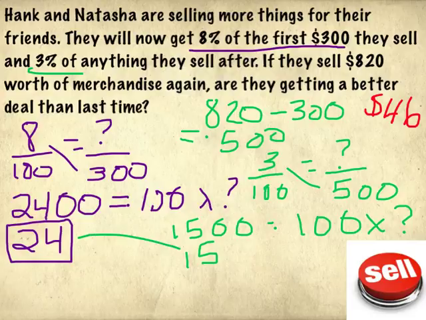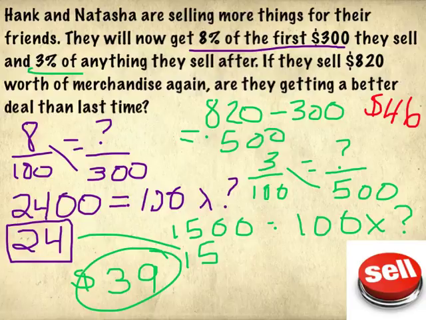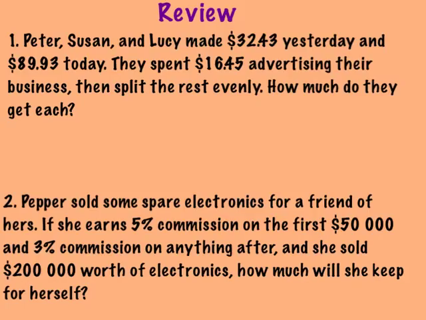And fact families, if I do 1,500 divided by 100, I will get $15. So adding those up, 24 plus 15 is $39. Their old deal was better. They made $46 last time. This time they would only make $39. So my answer would be they got a better deal last time. And that's it, just a straightforward lesson today.